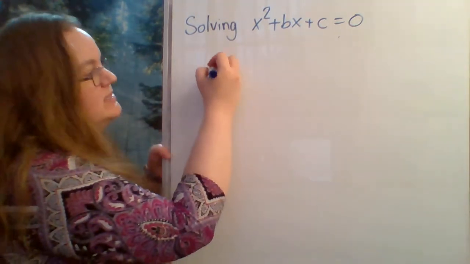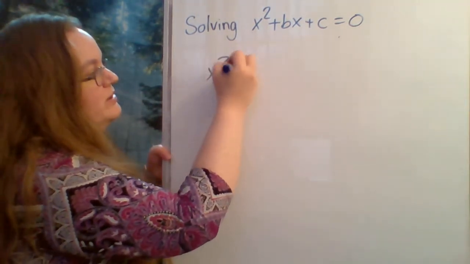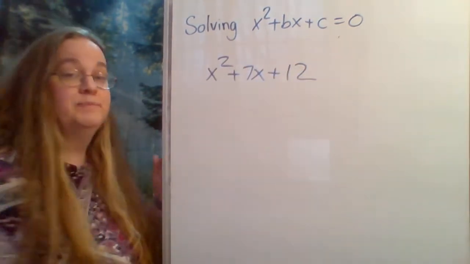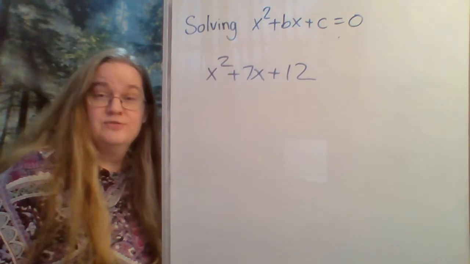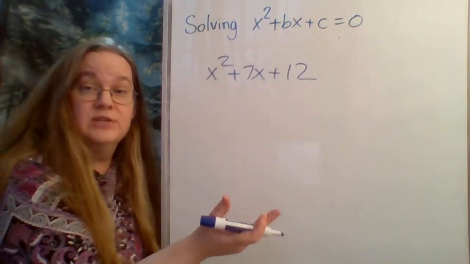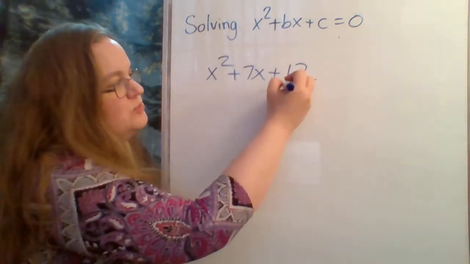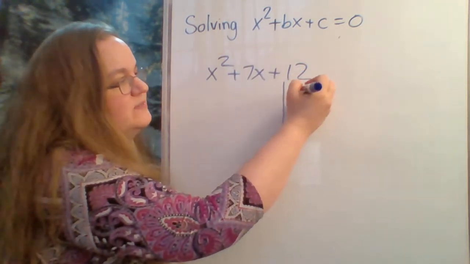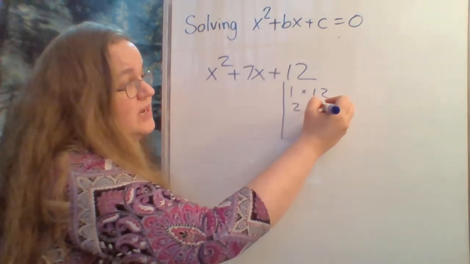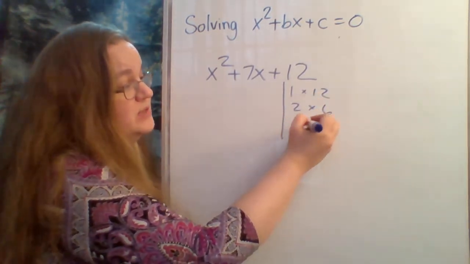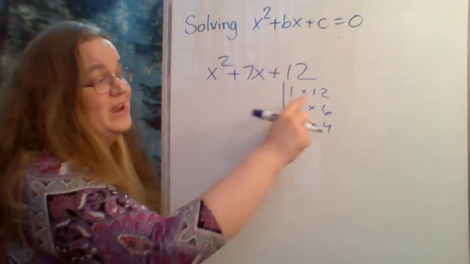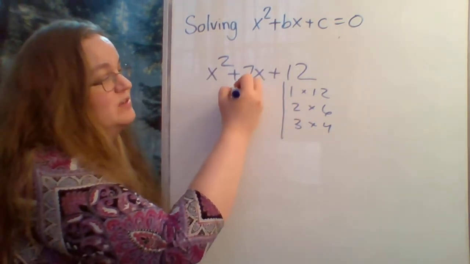Okay, so let's say I had x squared plus 7x plus 12. Okay, and I want to be able to factor this into two binomials. So I know that those two things have to multiply together to give me 12. So I'm going to list the factors of 12, like 1 times 12, 2 times 6, 3 times 4. And then what I'm doing is I'm looking for which pair of those factors add together to give me 7.